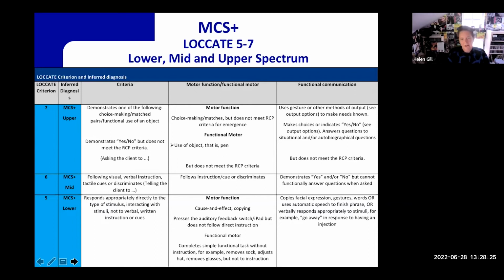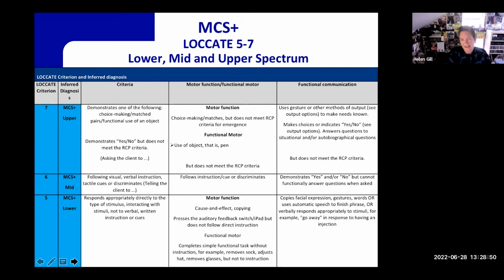So MCS plus mid for communication would be that they demonstrate a yes and or a no, but they can't functionally ask the question. So we often see it, don't we, for example, using a switch, show us yes, they press it once, show us no, they press it twice. They can do that, show me a yes, they might put a thumb up, show me a no, they do another gesture. But if you start to ask questions, they're not able to do that.